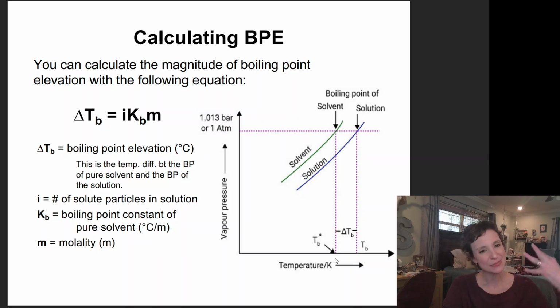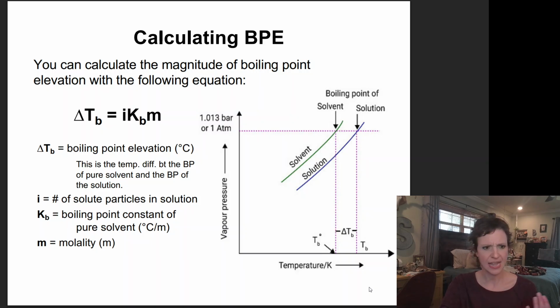But if I put some solute in there, I now have a solution. I notice that, oh wow, now it boils, meaning I reach 1 bar, at a higher temperature. So this is boiling point elevation visualized on a graph. That difference between those two temperatures, of the pure solvent and the solution, is going to be that change, that delta Tb.